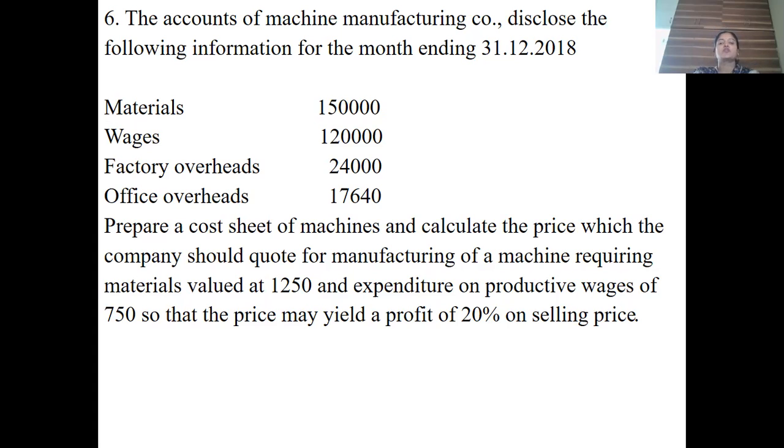See, always we need to calculate on the cost price. If it is given on selling price, you need to convert it into the cost price. Okay.